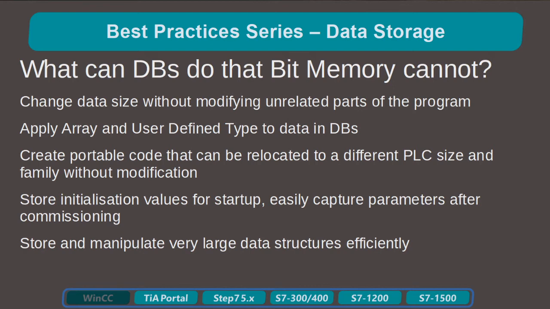Another big difference between bit memory and DBs is you can apply what they call aggregate data types, or arrays, and user-defined data types to data in DBs, which you cannot do in bit memory, because bit memory is set up in the symbol table, and because of that it can only use the built-in data types. You cannot create your own types and impose that structure on bit memory. You can on a DB.